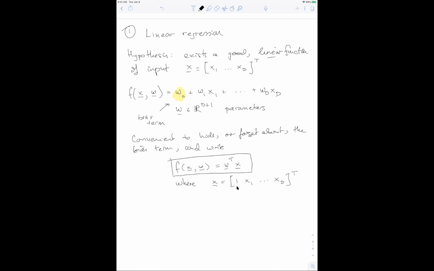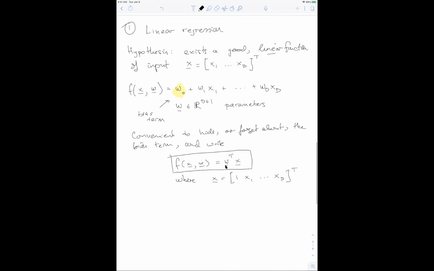Any questions about this? Any clarifications? X's and W's are column vectors. So we're always using column vectors in this class. So remember, when I take the transpose, then I'm getting the inner product by taking the transpose of the first vector and writing down the second column vector. Okay, so that's one. We'll be working with linear models.